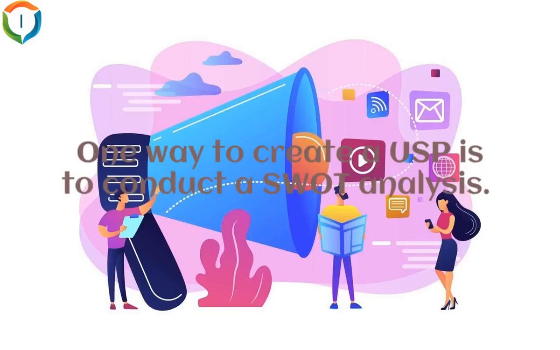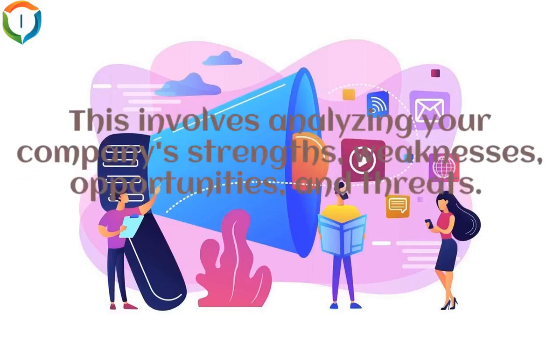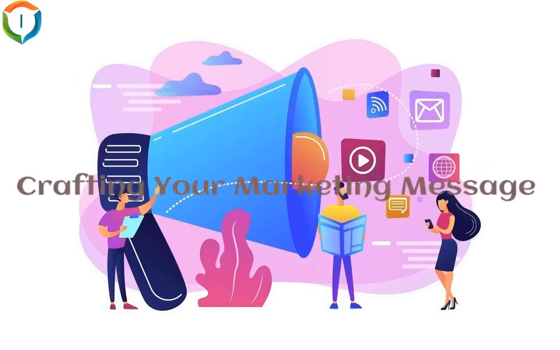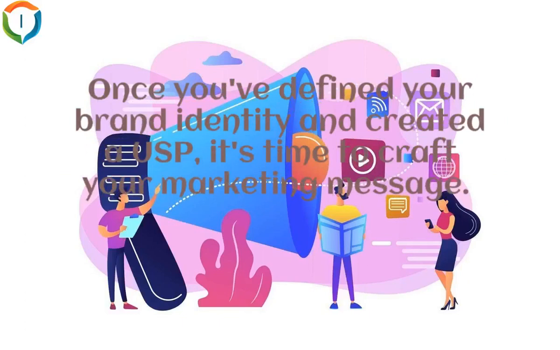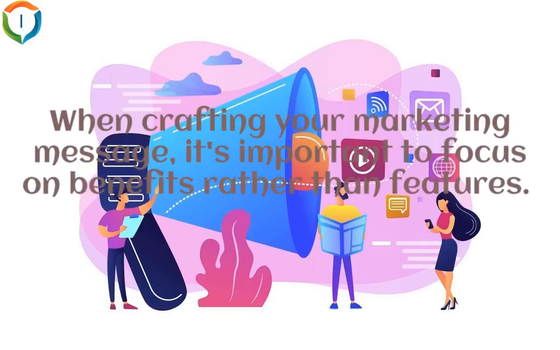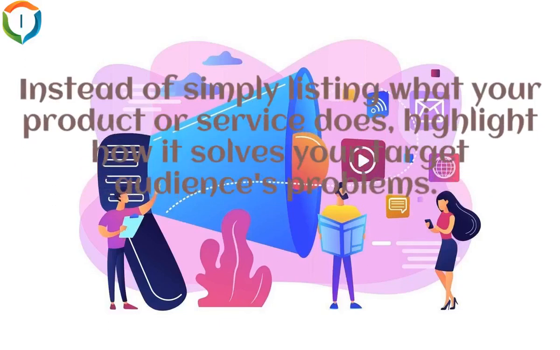A unique selling proposition, USP, is what sets your product or service apart from the competition. It's what makes your offering unique and valuable to your target audience. To create a USP, consider what benefits your product or service provides that others don't. What makes it better or different? One way to create a USP is to conduct a SWOT analysis. This involves analyzing your company's strengths, weaknesses, opportunities, and threats. By identifying your strengths and opportunities, you can develop a USP that leverages those advantages.